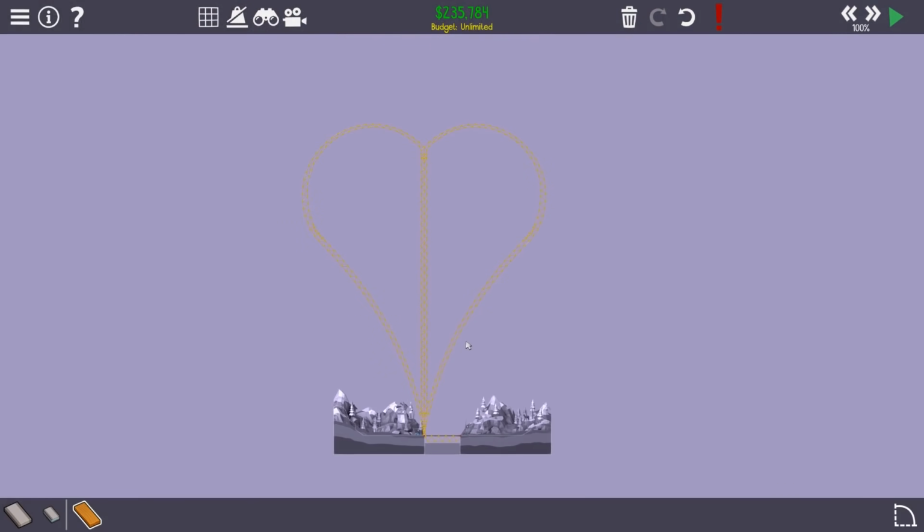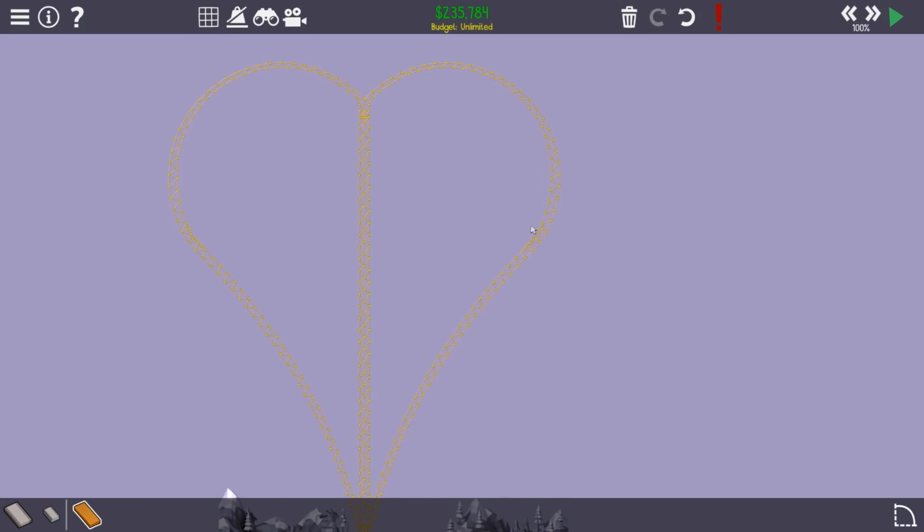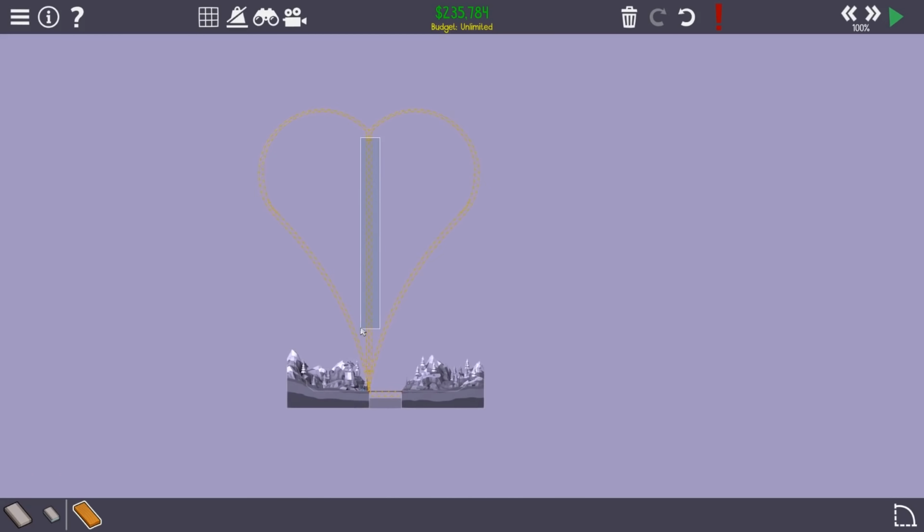I might have to change this. It kind of looks like a butt, actually. That wasn't the intention. Although I do wonder if I were to do that. But you do wonder.